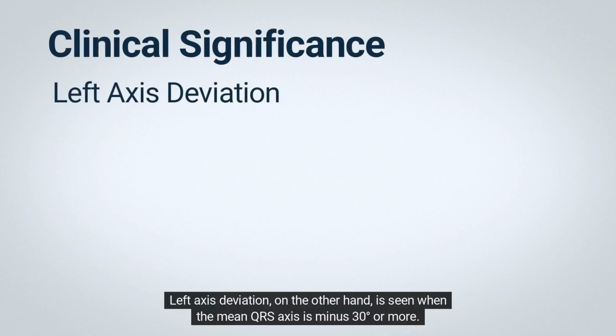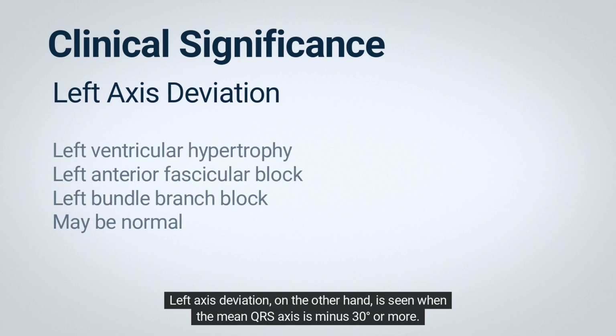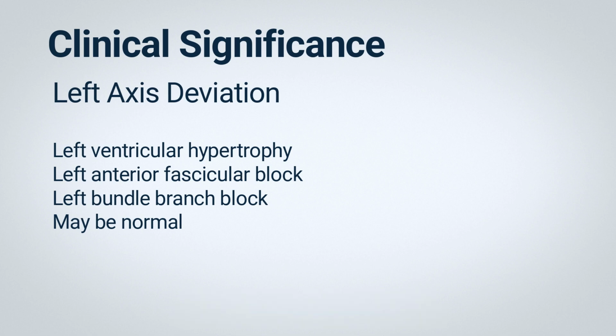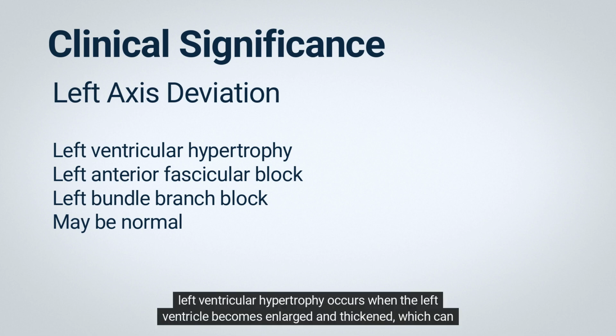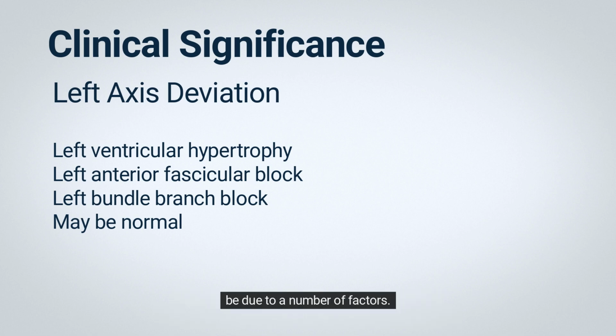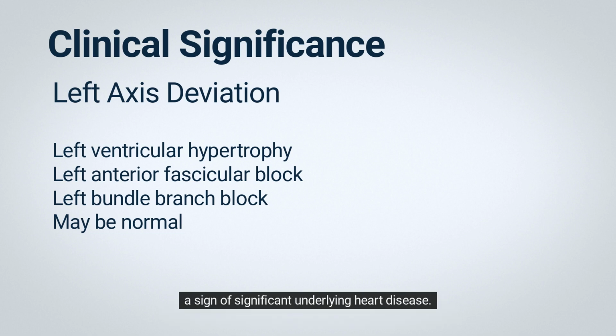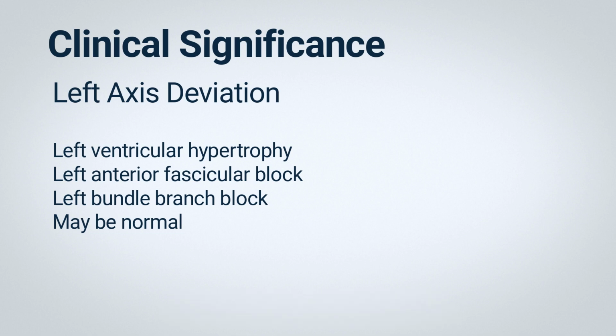Left axis deviation, on the other hand, is seen when the mean QRS axis is -30 degrees or more. It can be seen in patients with left ventricular hypertrophy, left anterior fascicular block, or left bundle branch block. Left ventricular hypertrophy occurs when the left ventricle becomes enlarged and thickened, which can be due to a number of factors. Left axis deviation may also occur in the absence of apparent cardiac disease, and it's not necessarily a sign of significant underlying heart disease.